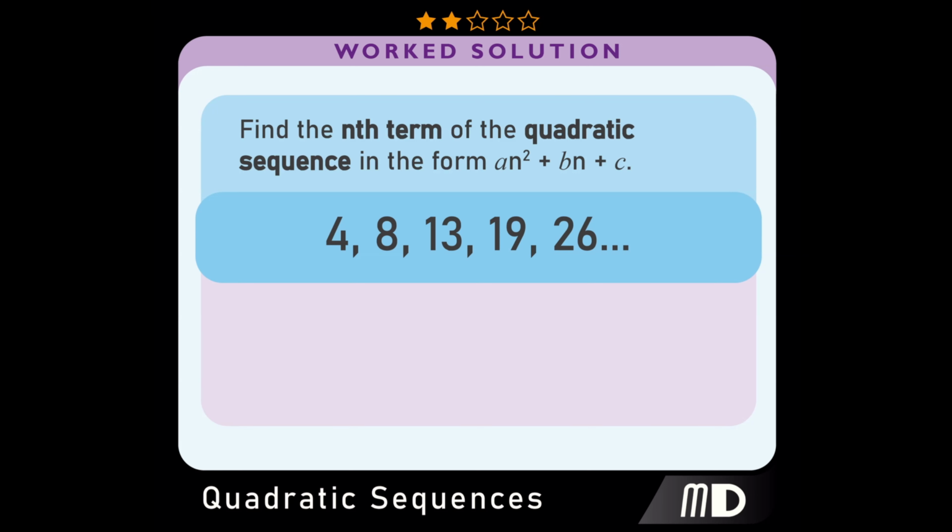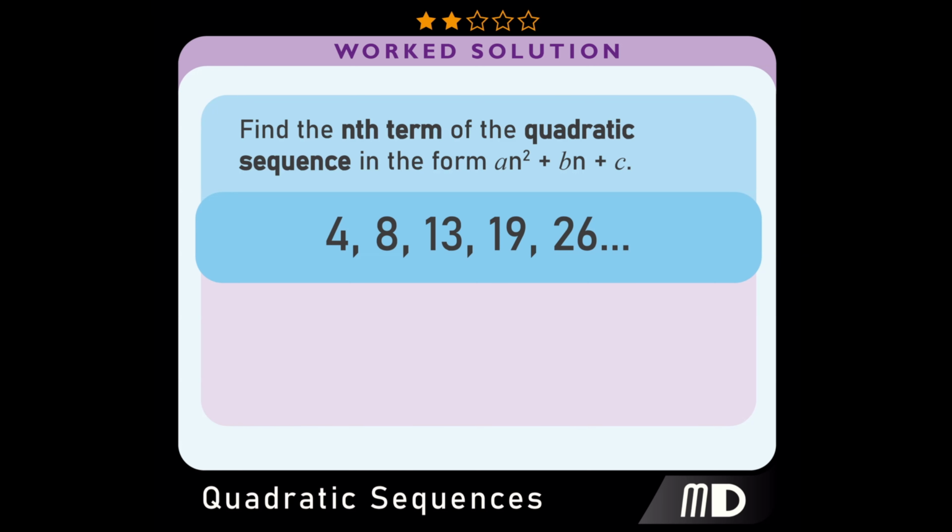A quadratic sequence is a sequence of numbers where the differences between the terms are not constant. In other words, there is no common difference. But the differences of those differences, called the second differences, are constant. The general form of the nth term of a quadratic sequence is an squared plus bn plus c, where a, b, and c are constants that we need to find.